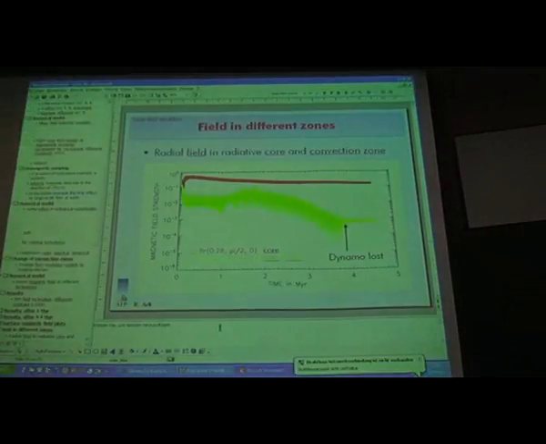Too high? I think everything is on. Yes, but it's okay.